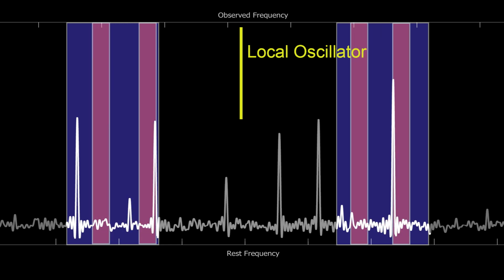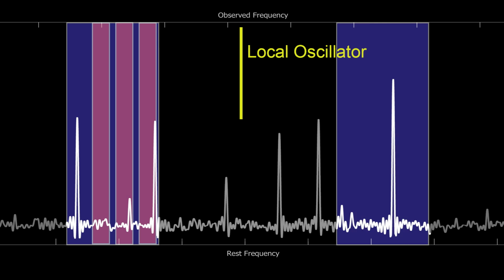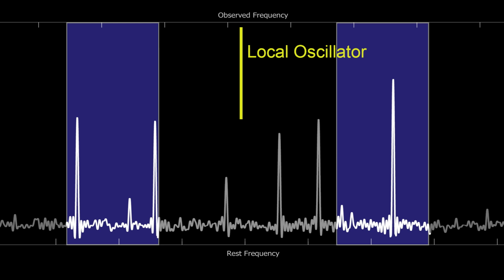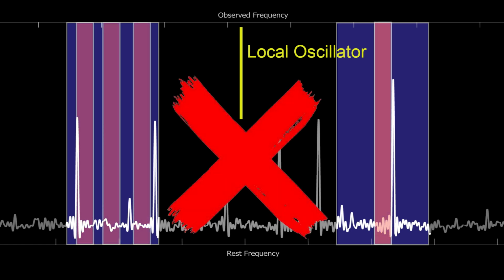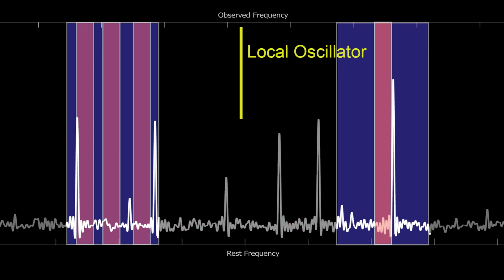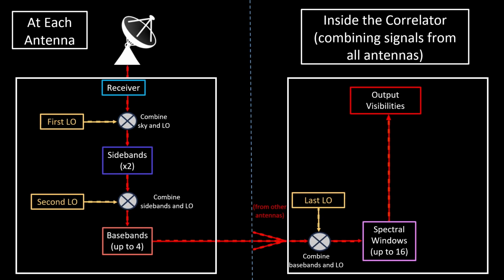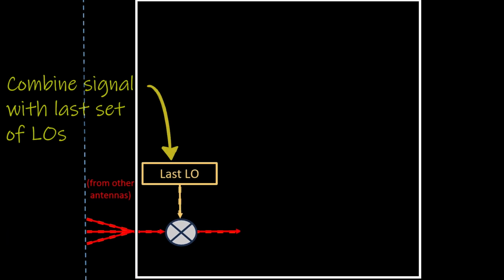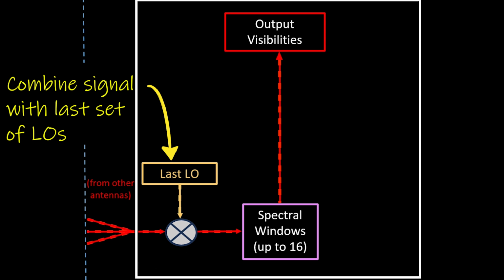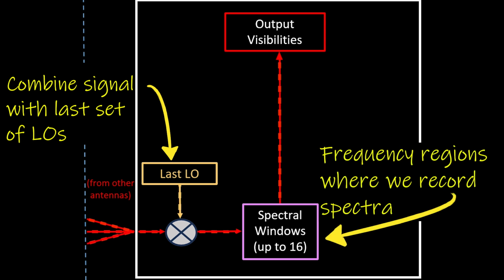Currently, ALMA allows you to place between 0 and 4 basebands within a given sideband. However, if you are using both sidebands, you cannot place 3 basebands in one sideband and the last baseband in the other. Much like the sideband frequencies, this limitation exists because of the way basebands are created. Finally, we combine the signal of each baseband with another set of local oscillators to create spectral windows. Spectral windows are the regions of frequency space over which we actually record the spectra.